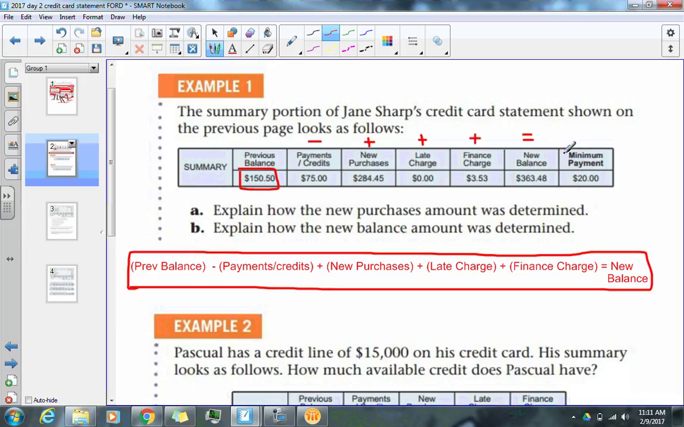Now, the minimum payment is not really important when it comes to the new balance, because the minimum payment is just the credit card company saying, hey, listen, if you can't afford the new balance, then you just give us 20 bucks.